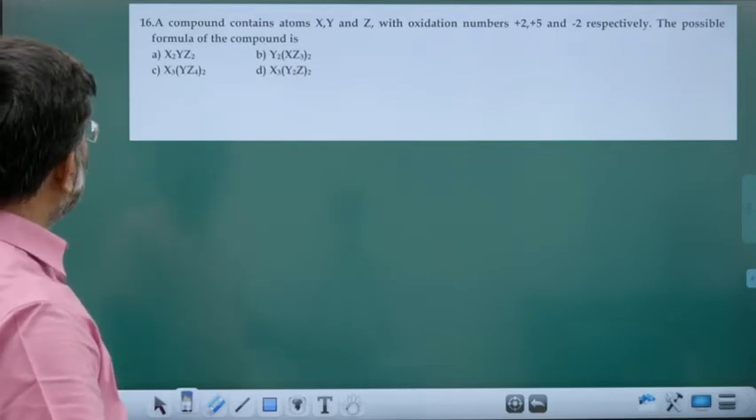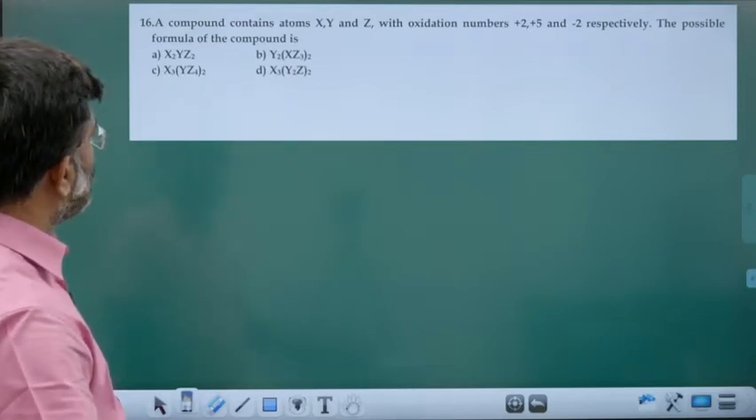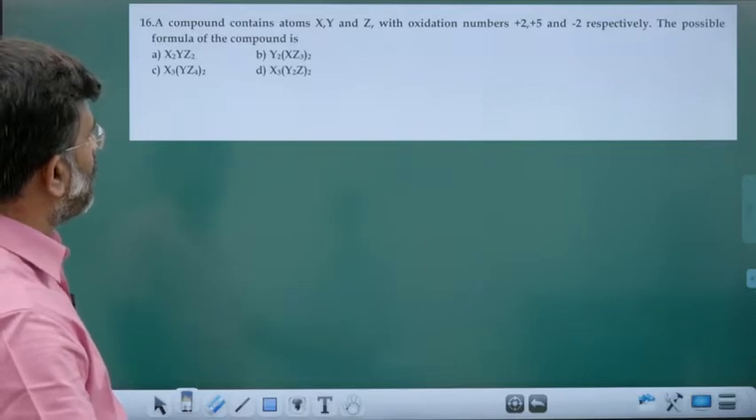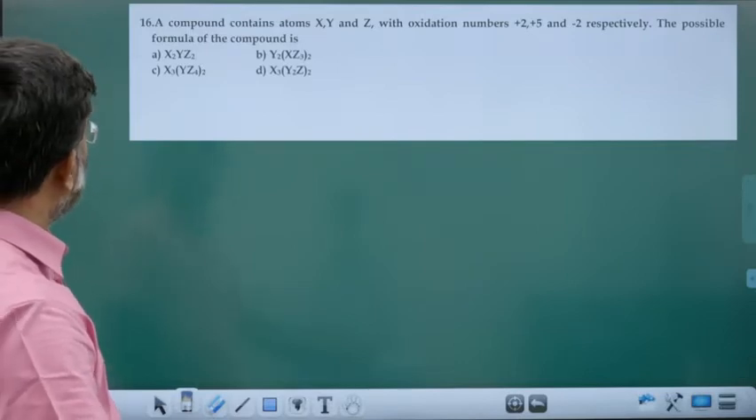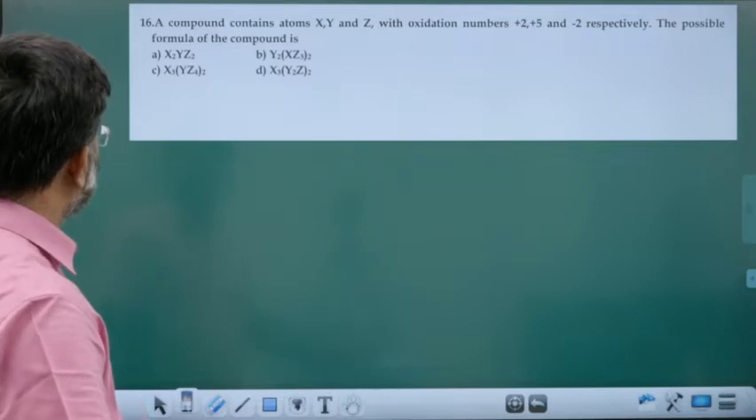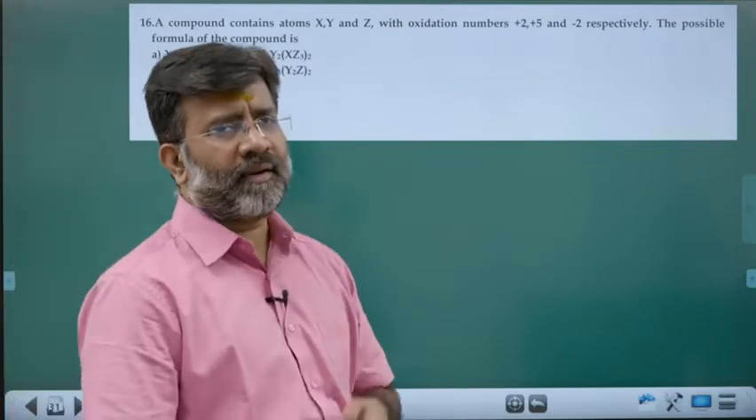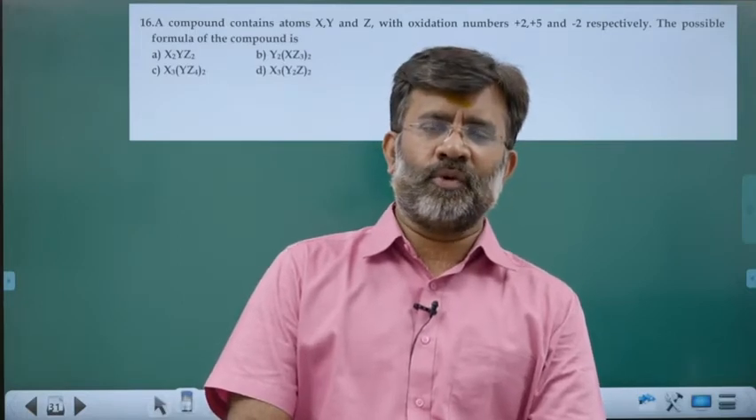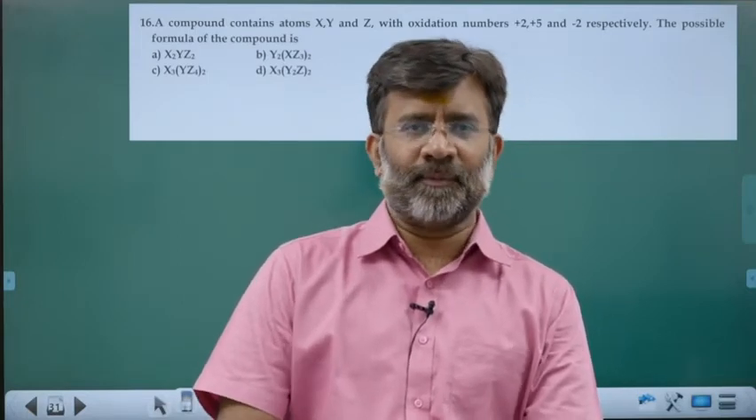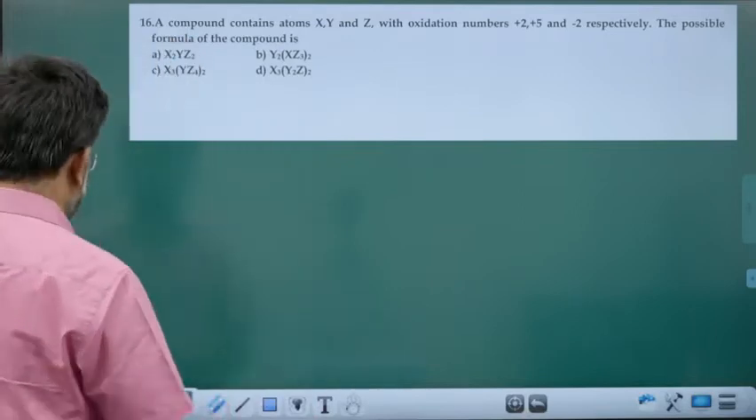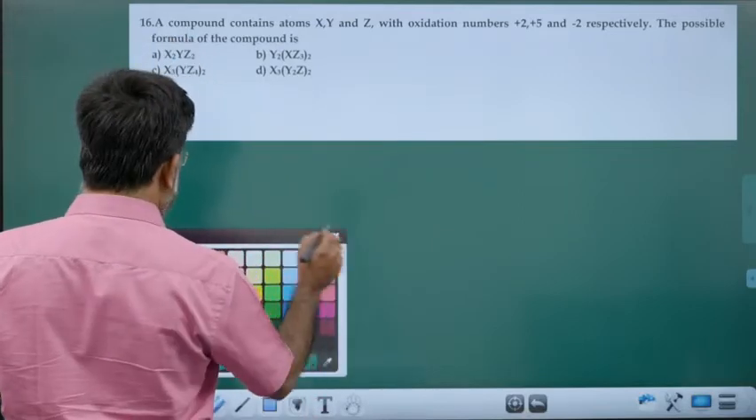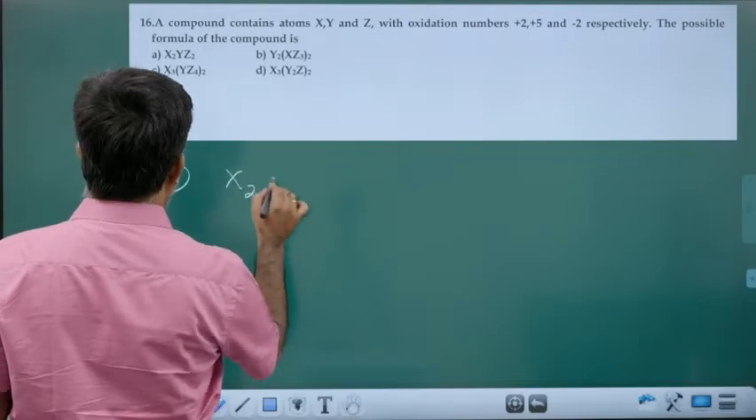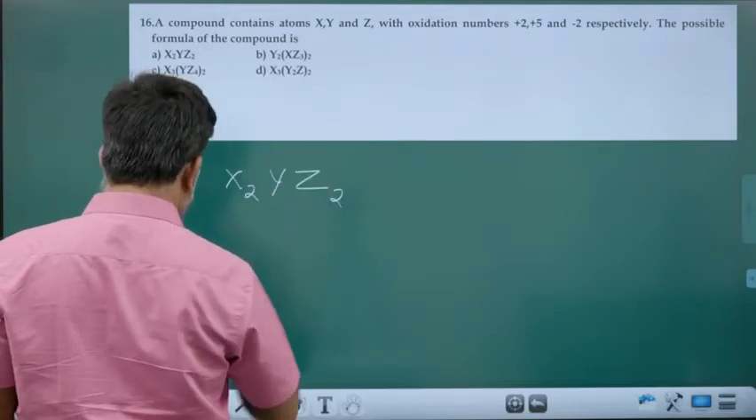A compound contains atoms X, Y, Z with oxidation numbers plus 2, plus 5, minus 2 respectively. The possible formula of the compound is, again a simple one: when you add the oxidation states for a neutral molecule, you must get 0. Suppose I am taking option A, I am having X2YZ2.